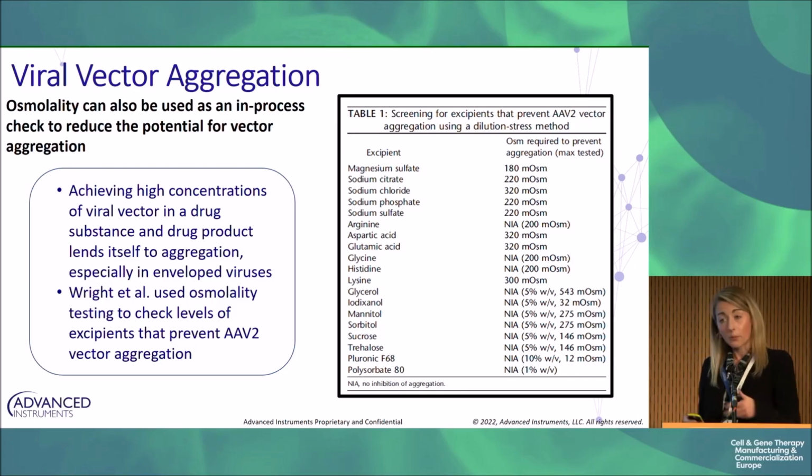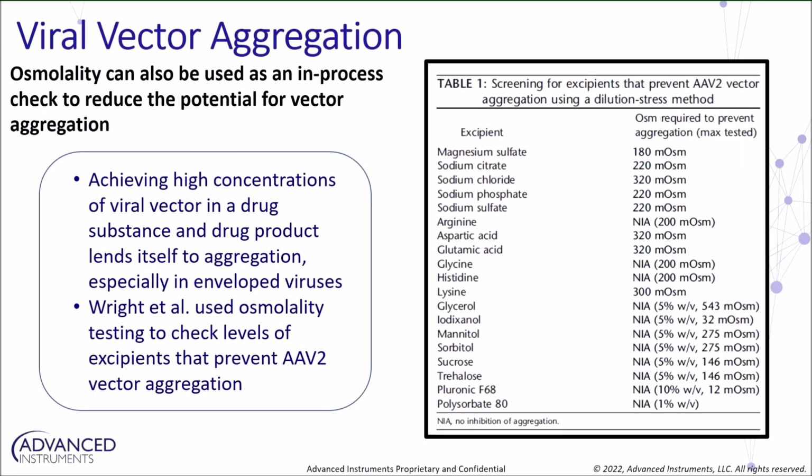Aggregation is a real hot topic. I think a lot of people are trying to reduce aggregation or reduce the risk of aggregation. And here, osmolality can be applied as an in-process check. There is growing literature. It's not one of the most common applications right now, but I think there is a lot of potential for osmolality to be used in this space.